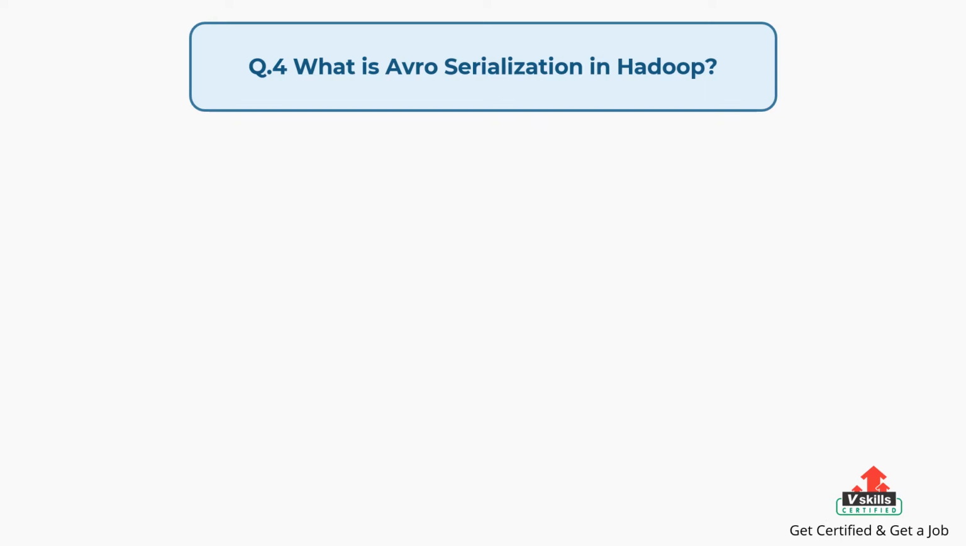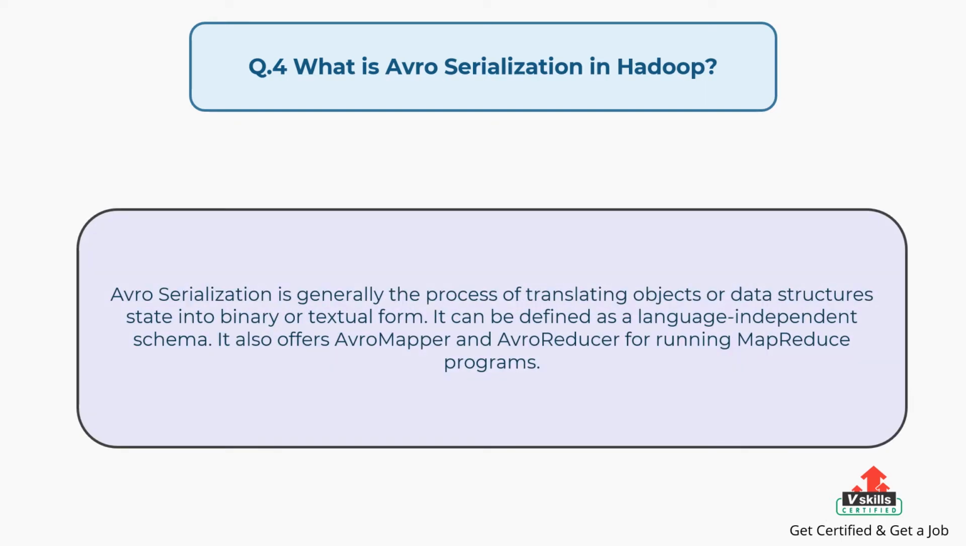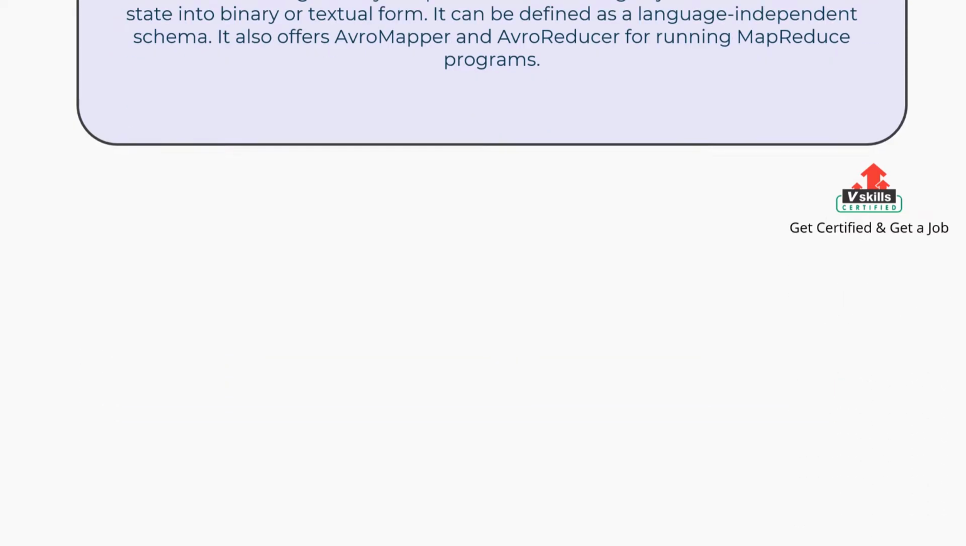Question number 4. What is AVRO serialization in Hadoop? The answer is, AVRO serialization is generally the process of translating objects or data structures state into binary or textual form. It can be defined as a language-independent schema. It also offers AVRO mapper and AVRO reducer for running MapReduce programs.